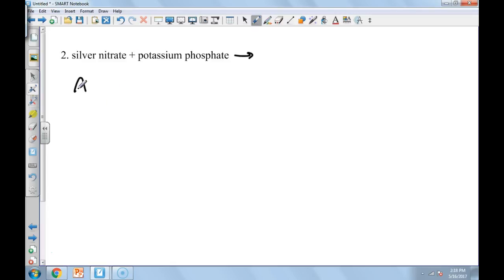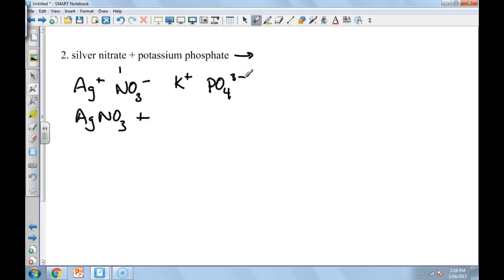So for silver nitrate, that's Ag plus, and then nitrate is NO3 minus. So the formula that is created by that, the least common multiple is 1, so there's one of these and one of these. So silver nitrate is AgNO3. Plus potassium phosphate, with a 1 plus, then phosphate is PO4 3 minus. The least common multiple is 3, so between the charges we need 3 of those and 1 of those. So this is going to be K3PO4.